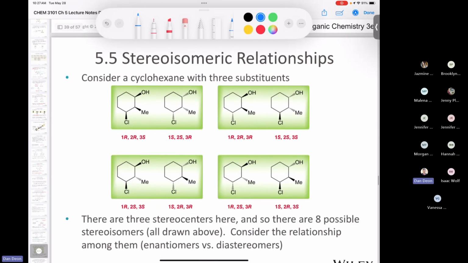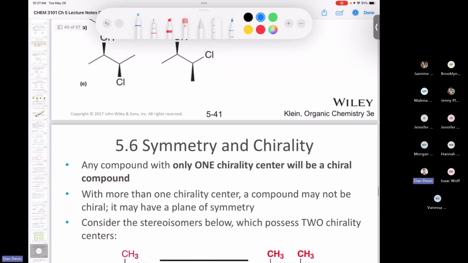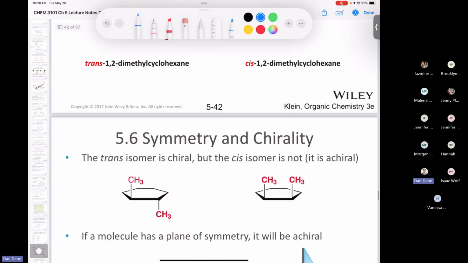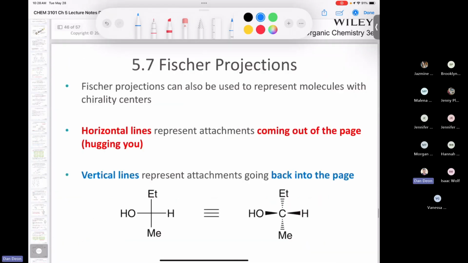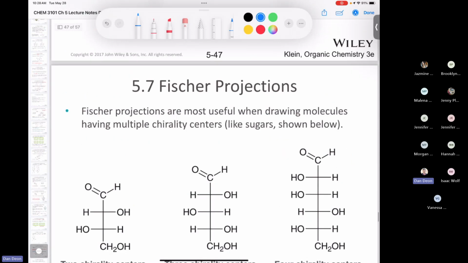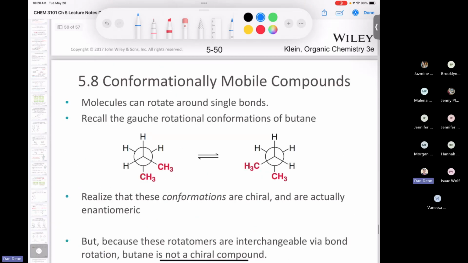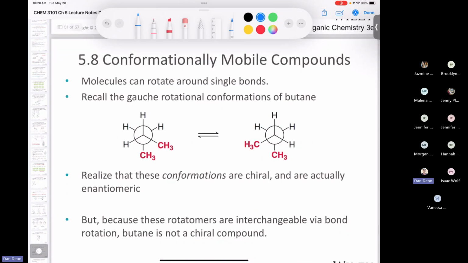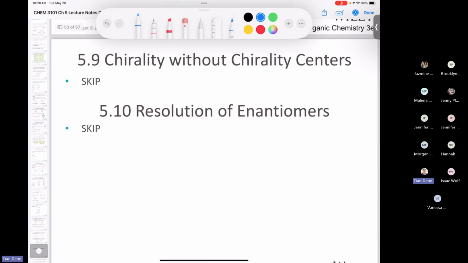And we've actually looked at examples of diastereomers already. I just didn't call them that. Then we're going to get into symmetry and chirality. We'll talk about what's called a meso compound. So we'll get into meso compounds. And then after that, we'll talk about Fischer projections briefly. And I'll show you how to do R and S on a Fischer projection. And then I think that's pretty much the end of it. Conformationally mobile compounds, we don't really cover this in detail, but I will go over it with you just so you have an idea of what it means. And then we skip the last few sections in the chapter. And so you can see we've covered the major concepts from the chapter already.